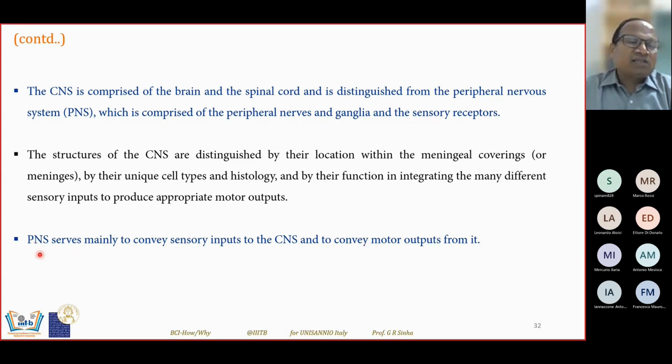So you can see the PNS is an interface between the CNS and the outside world. The PNS sends sensory data to the CNS, and the PNS also sends output commands to the outside world.